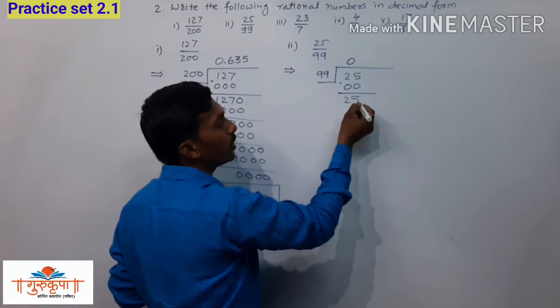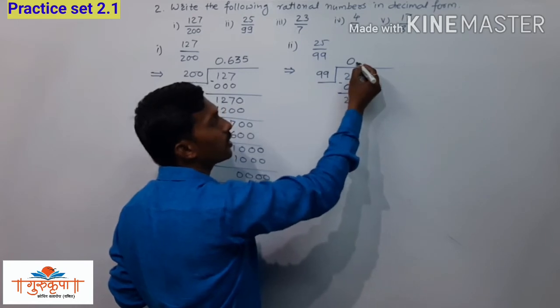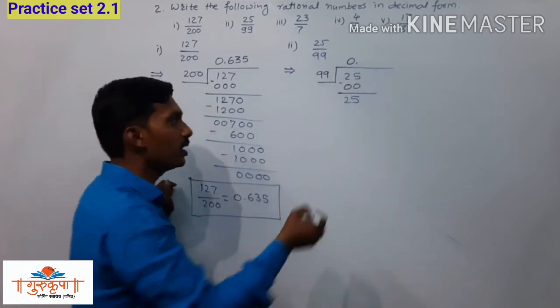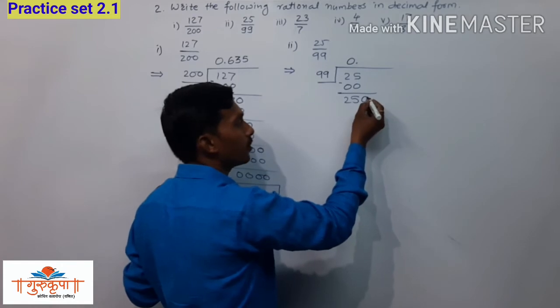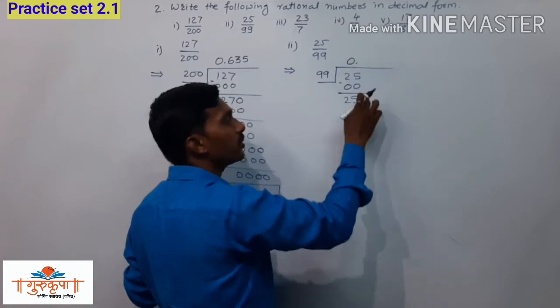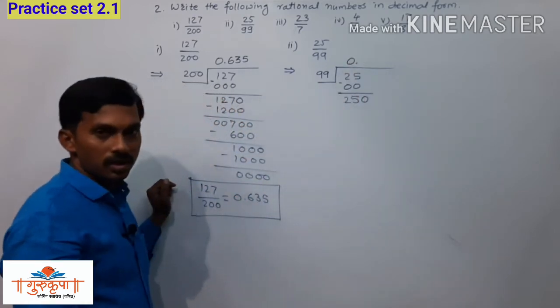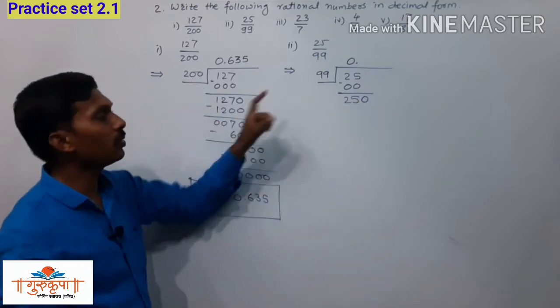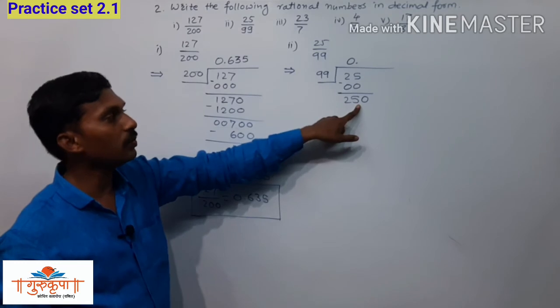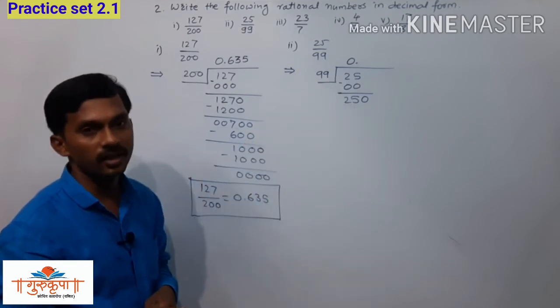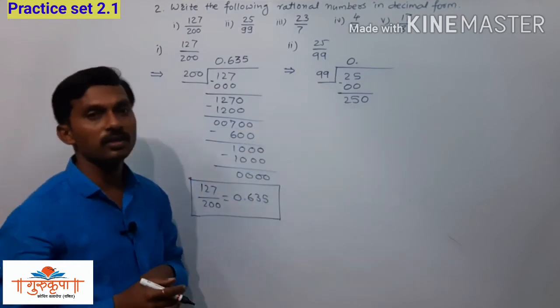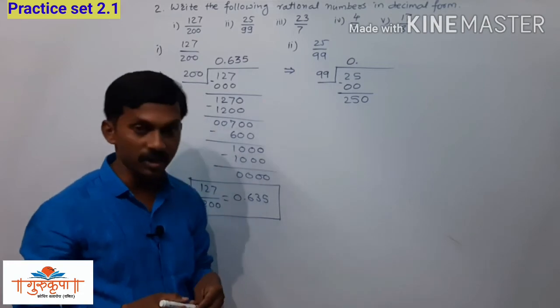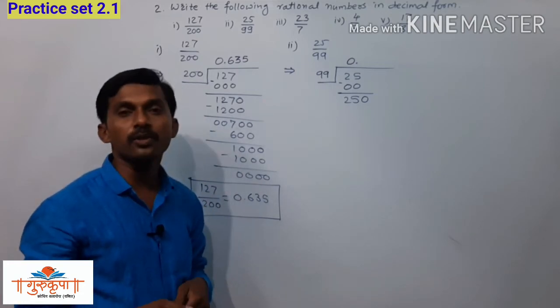Now we have to put the decimal sign here, and we will get 0 here. Since we put the decimal sign there, we have to get 0 here beside 25. So now we have to divide 250 by 99, and again the same problem is there. No one knows the table of 99.